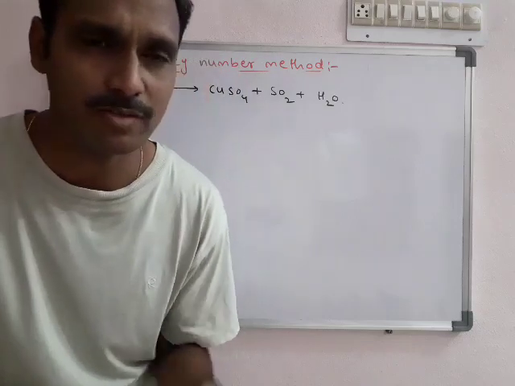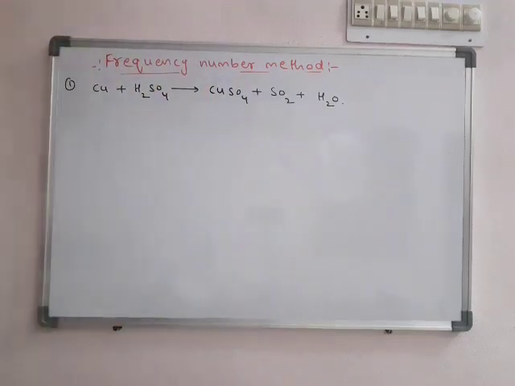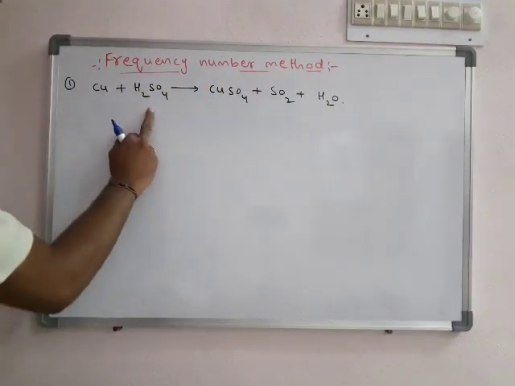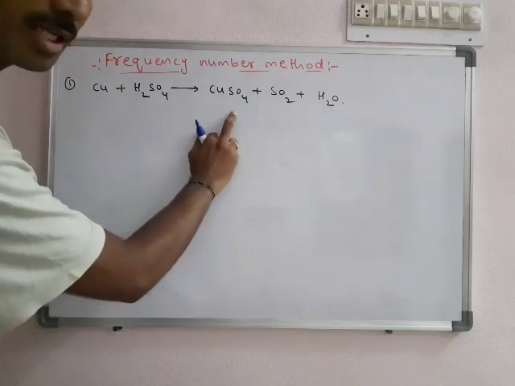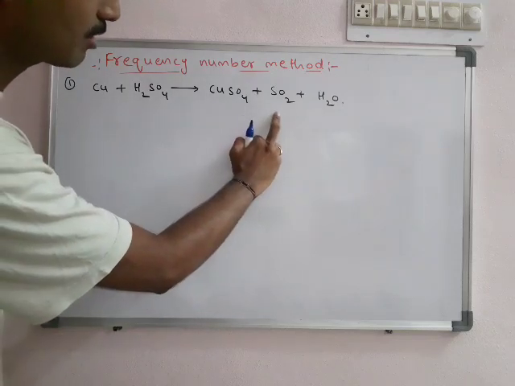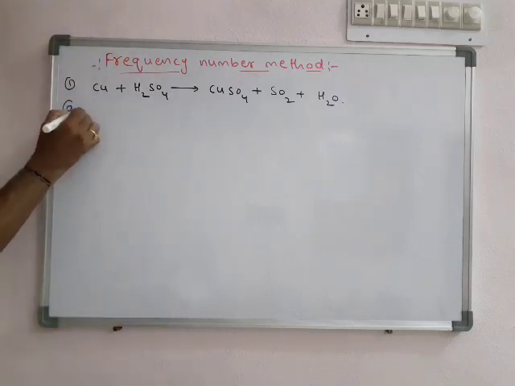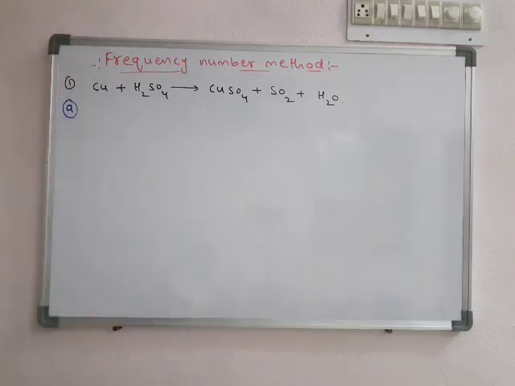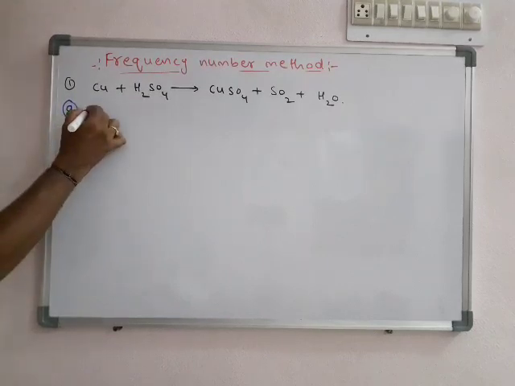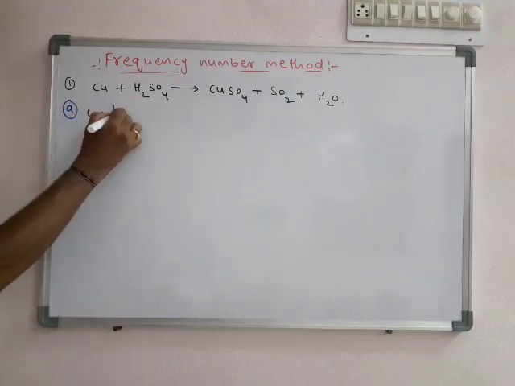So the equation is given: copper plus H2SO4 forming copper sulfate, sulfur dioxide and water. In this method we know the first step: we need to write the frequency numbers.